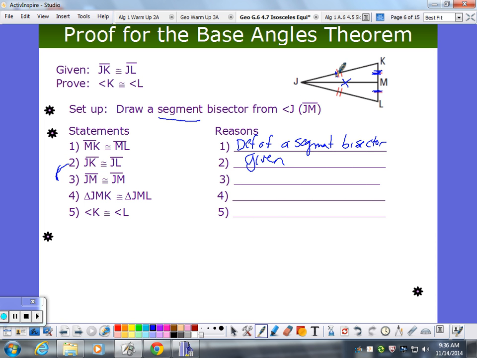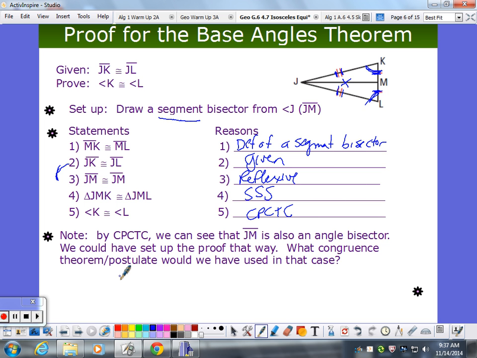JK is congruent to JM because it's given. And then JM is congruent to JM with the reflexive theorem. Therefore, the triangles are congruent by, it looks like side, side, side. So angle K is congruent to angle L by CPCTC. So what we saw inductively by just kind of experimenting, we can now see deductively by facts that this is always going to be true.